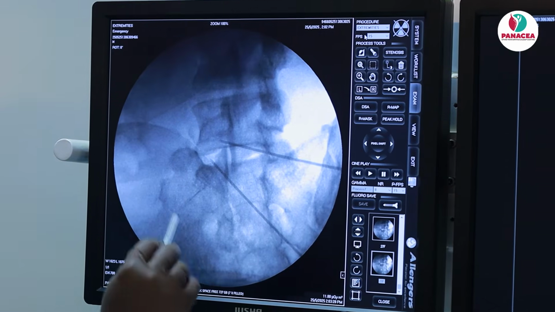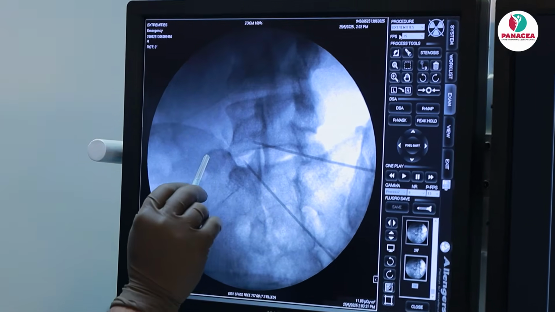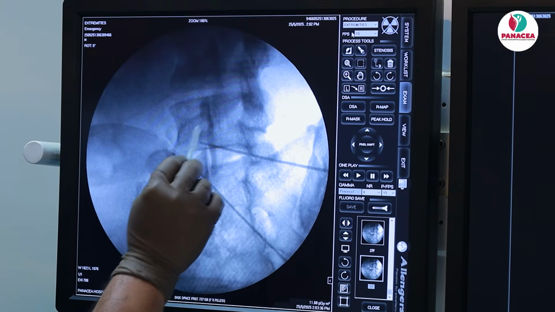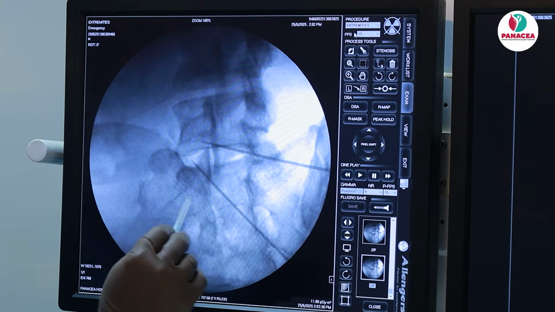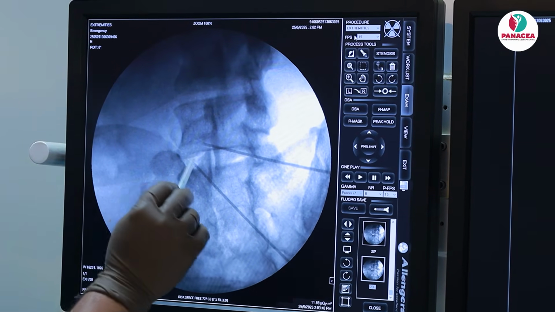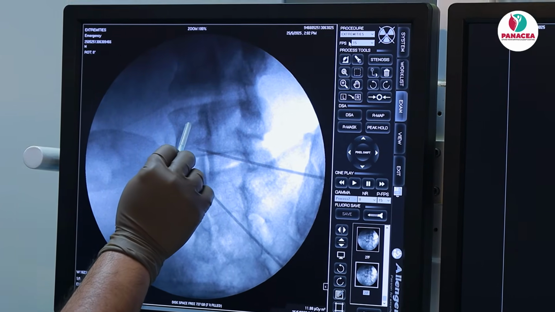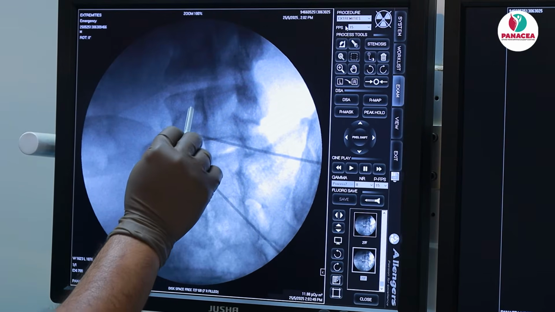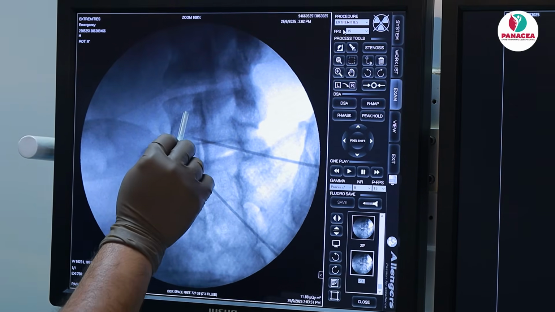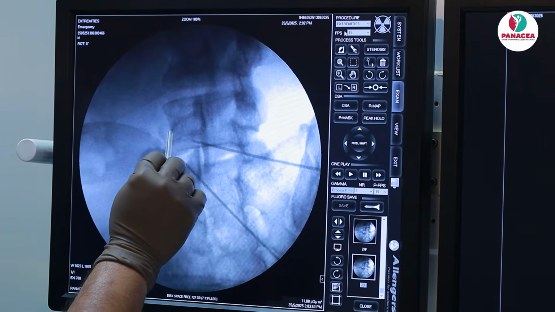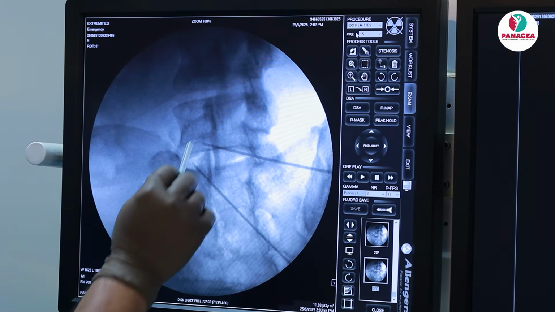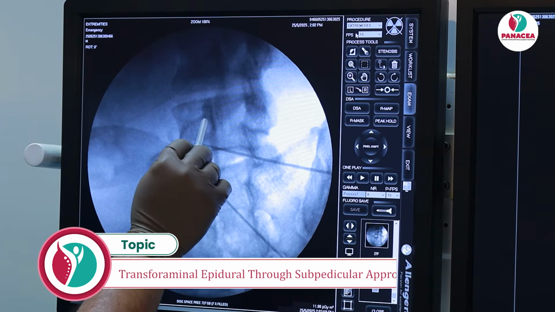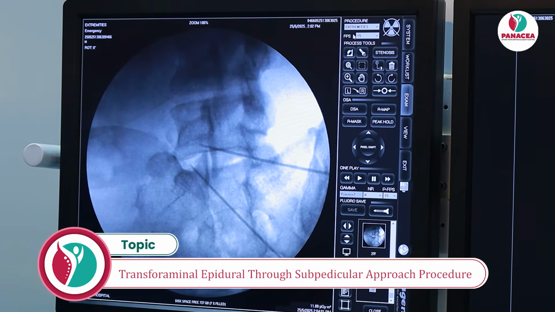Now if you look here, this is after 30 degrees of obliquity, a fluoroscopic image is obtained. This is the left side, this is the right side. If you see here beautifully, there is a Scottish dog appearance. This is the Scottish dog appearance. If you look here, the nose of the Scottish dog is formed by the transverse process. The eye of the Scottish dog is formed by the pedicle.